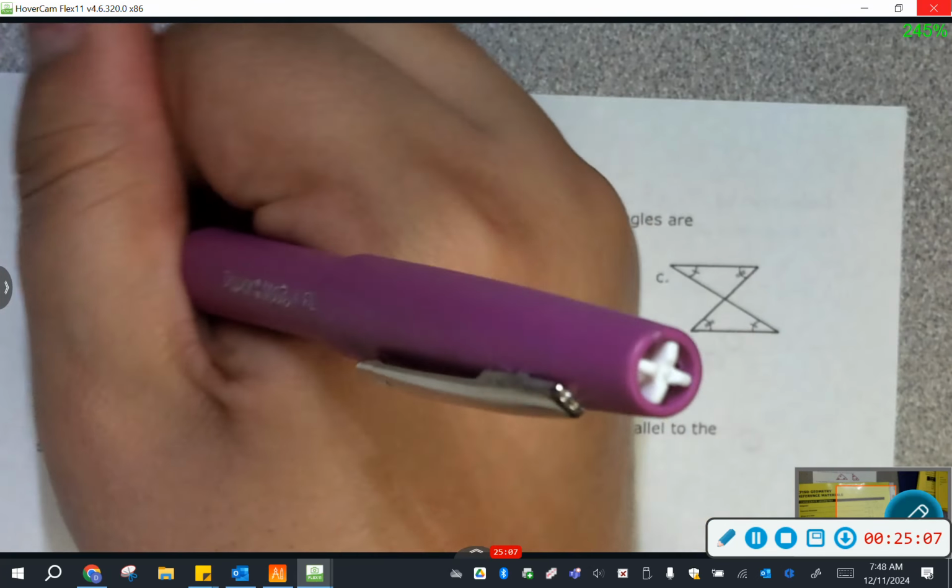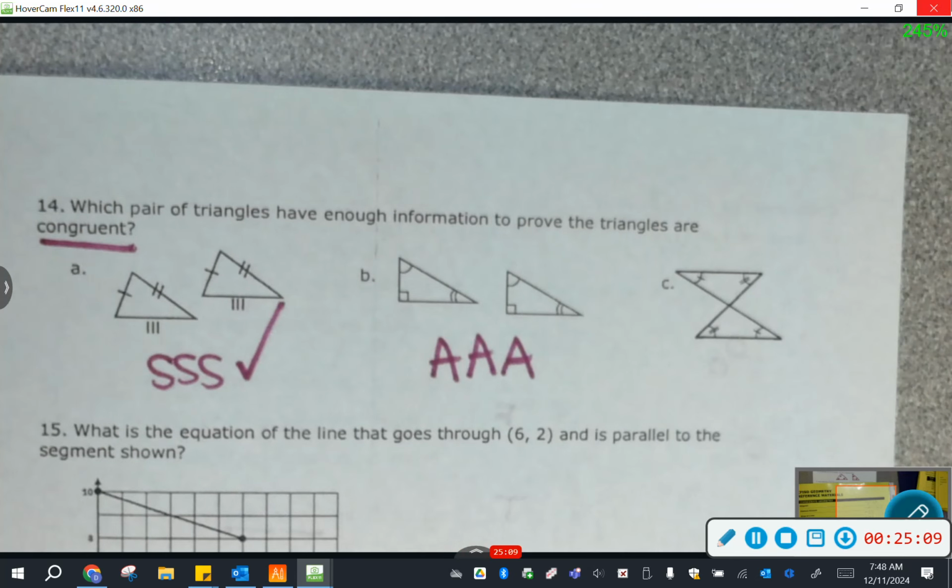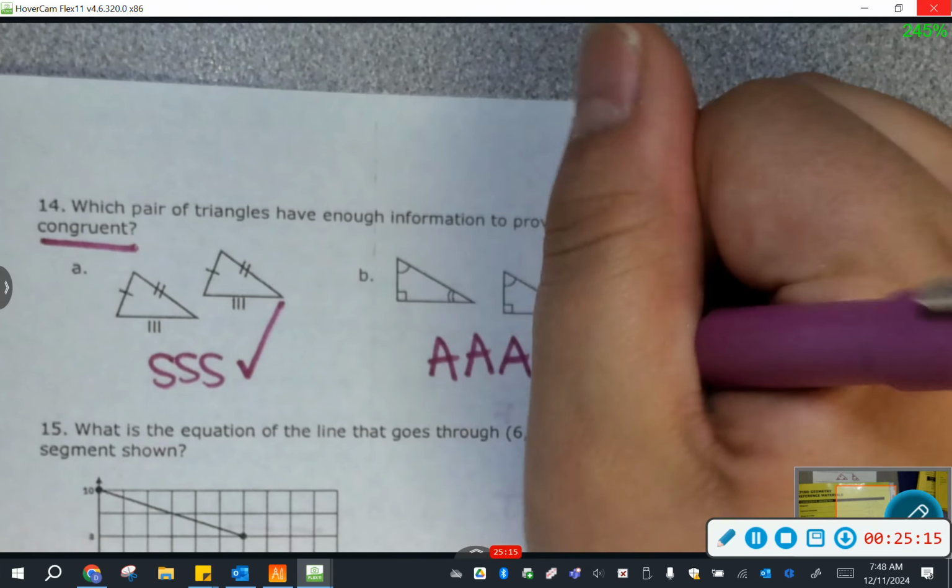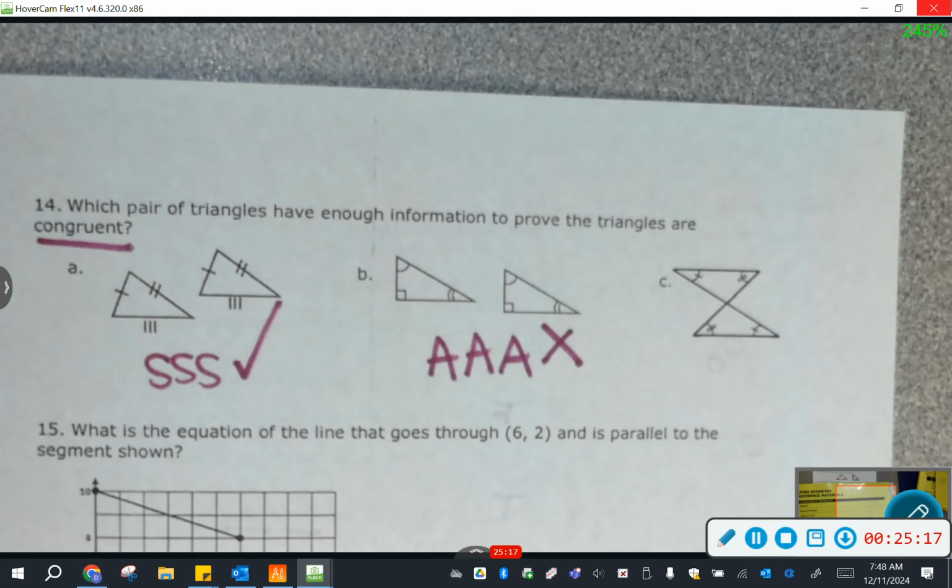Does that prove it's congruent? Yeah. No. AAA, is it congruent? Does it prove that?